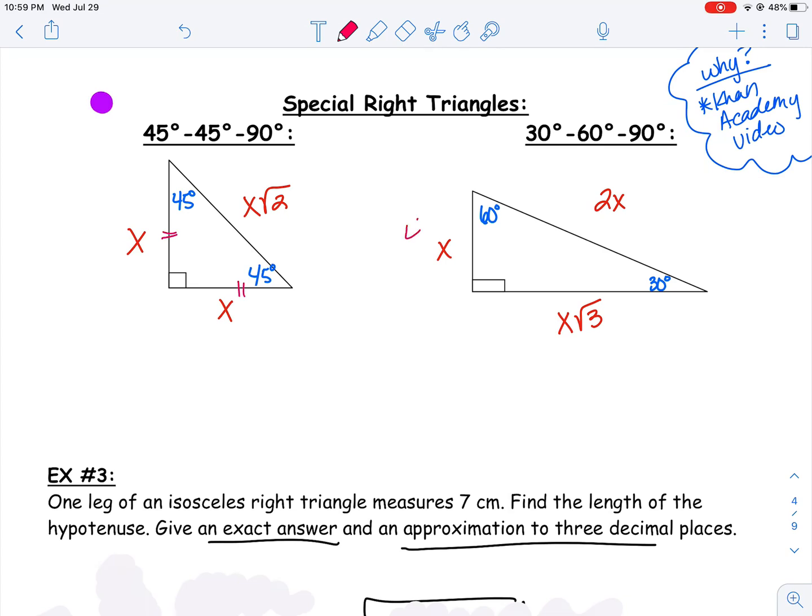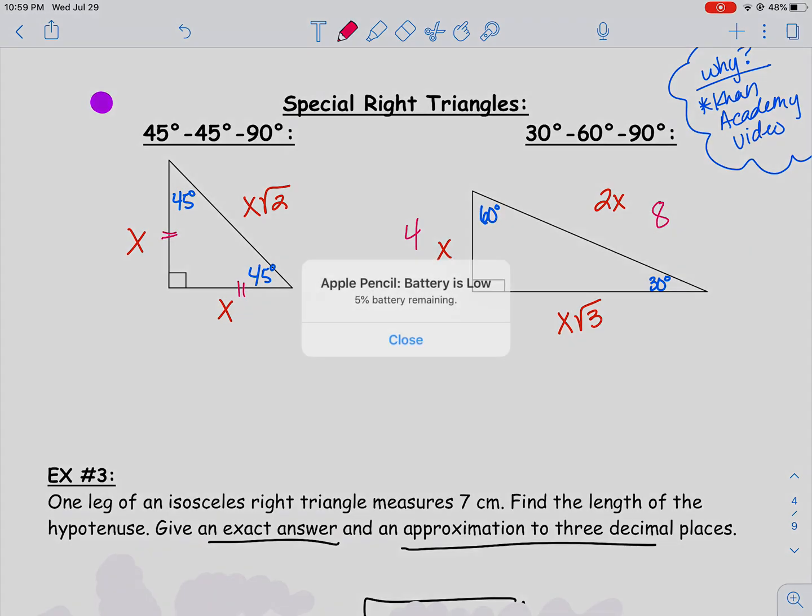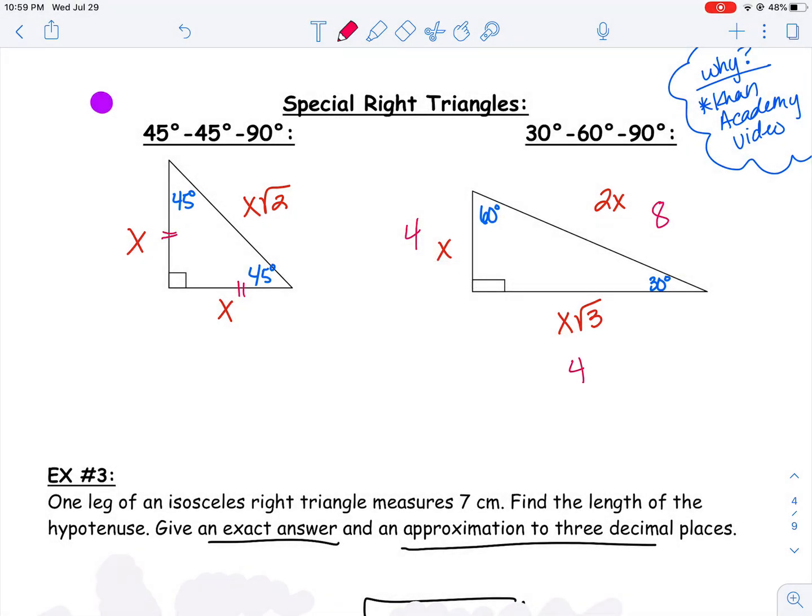So let's say the side across from the 30 was 4. If this leg was 4, then that would mean the hypotenuse is 2 times 4, or 8. If x is 4, then I would say that the side across from the 60-degree angle is 4 rad 3. I can find all sides very quickly without having to use Pythagorean theorem with only knowing one side because we know these relationships. Let's do one more real quick and then we'll do some other examples.